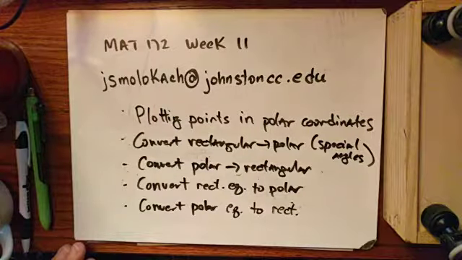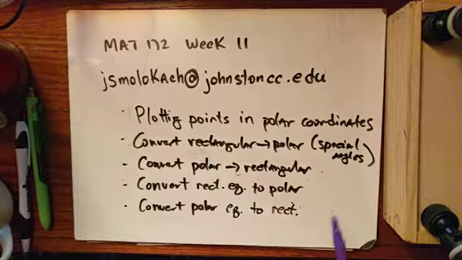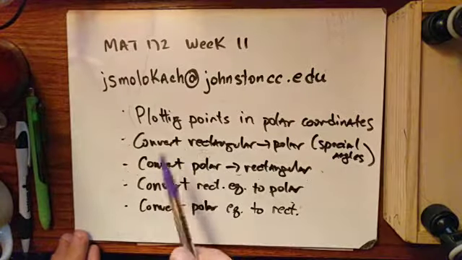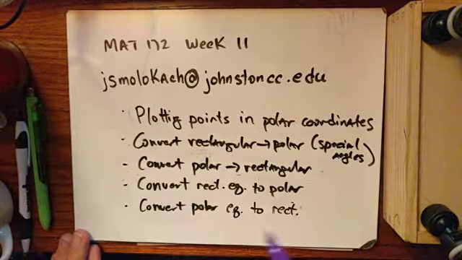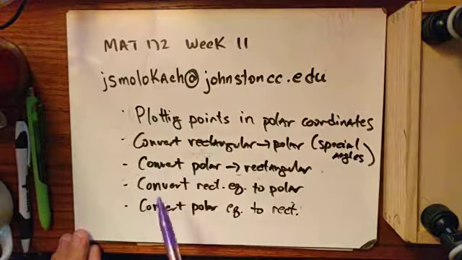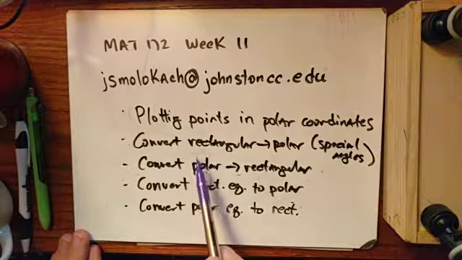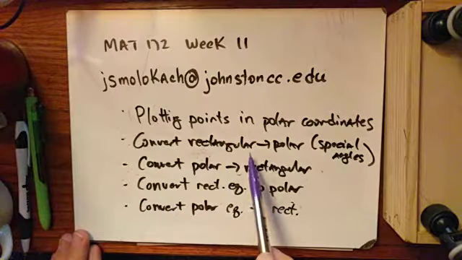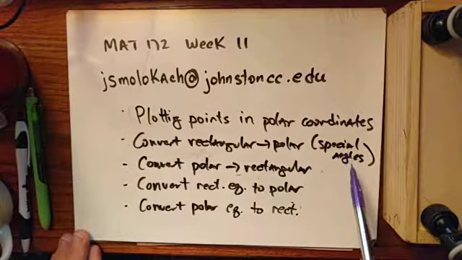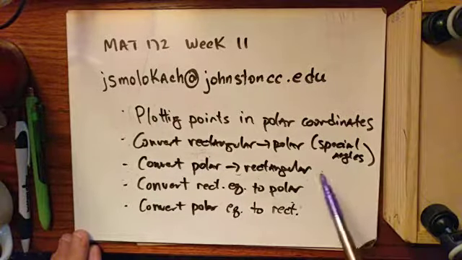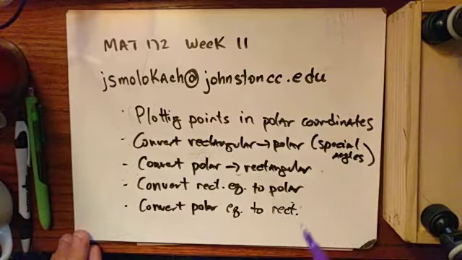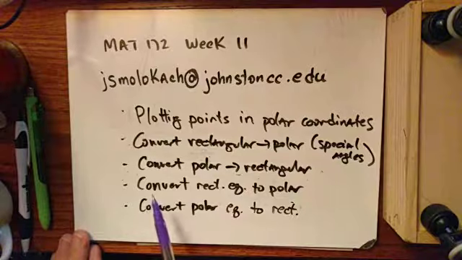This week we're going to start talking about polar coordinates. So this is our list of stuff that we have to do. In this video we're going to be plotting points in polar coordinates. I'll explain what that is. We're going to convert from what's called rectangular coordinates to polar coordinates using special angles. And what we mean by special angles are the ones that are on the unit circle, pi over 3, pi over 4, etc. 5 pi over 6, and so on.